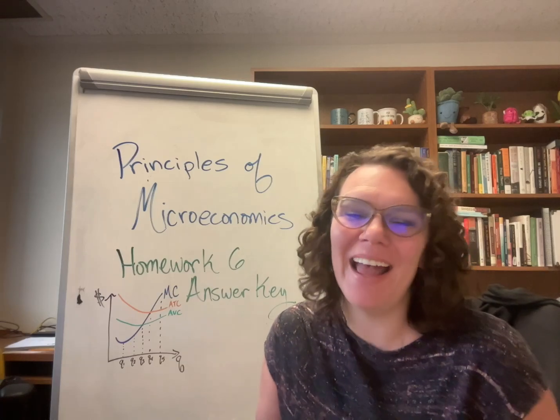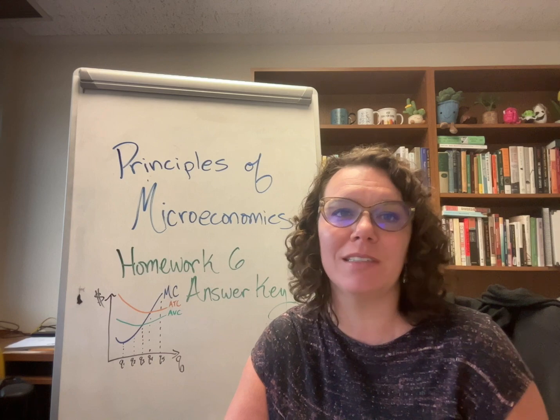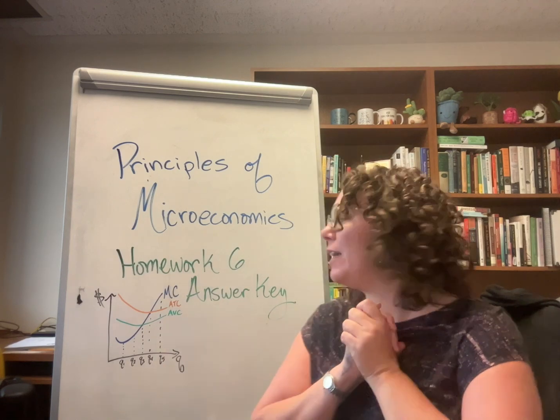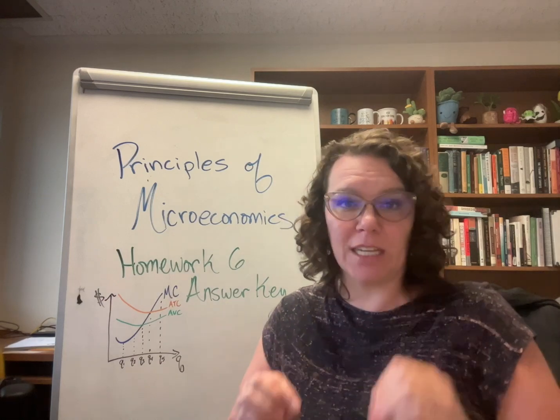Hi everybody, welcome back. Today I want to go over homework number 6 in Principles of Microeconomics in Econ 1B. And this is the homework assignment that deals with firm costs and production.